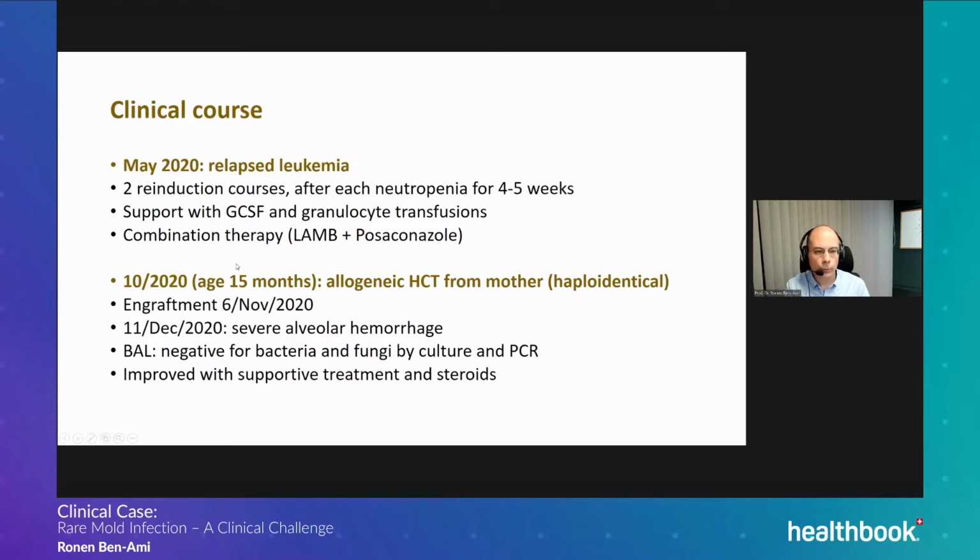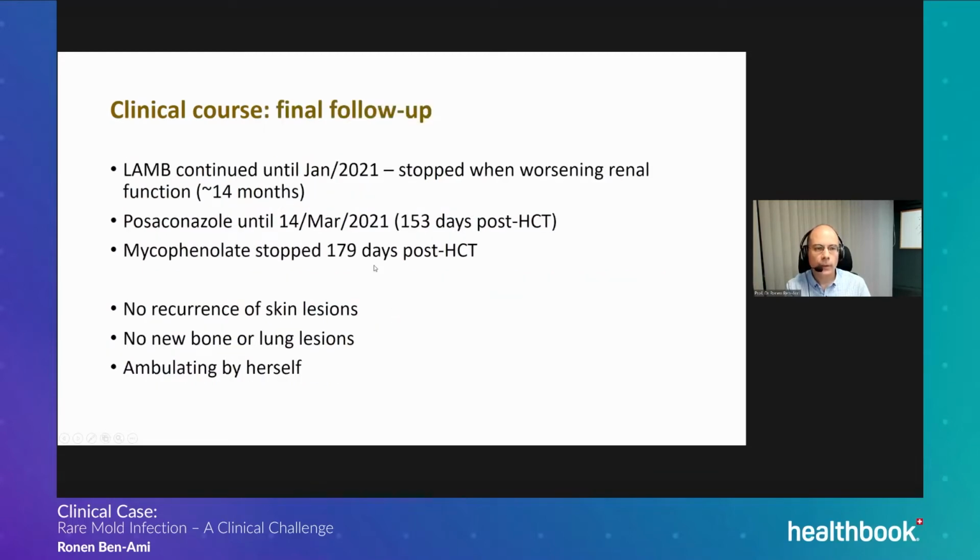In October of 2020, when she was now aged 15 months, she underwent allogeneic stem cell transplantation from her mother. This was a haploidentical transplant. She engrafted in November of 2020, and she had a severe complication of alveolar hemorrhage. BAL that was done at this point was negative for bacteria and fungi by culture and PCR, and she improved with supportive treatment and corticosteroids. Overall, liposomal amphotericin B was continued until January of 2021.